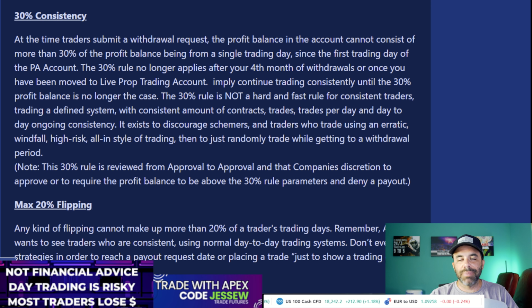This rule is set in place by Apex in order to try to keep away what I call the lottery scratch-off trader. People that just try to come in and on day 1 trade max account size, try to make a buttload of money, and then they switch to smaller size the remaining 9 days and then think they're going to get a payout. That's not how it works.